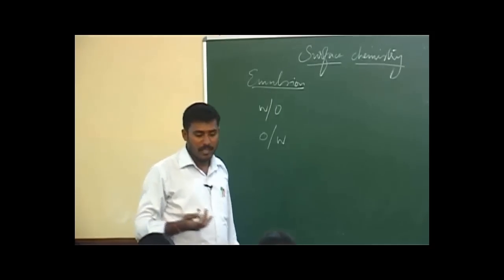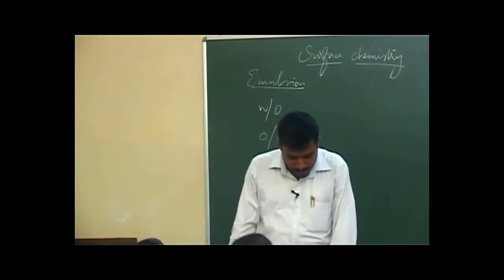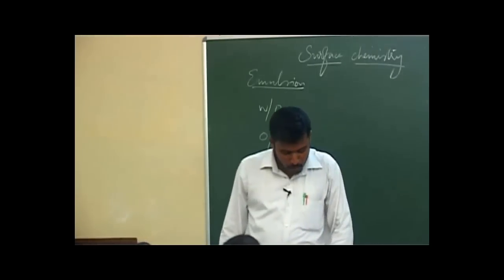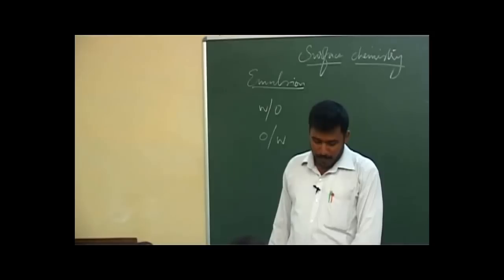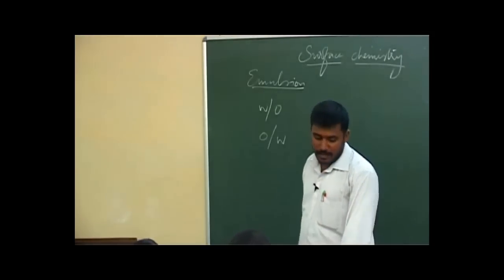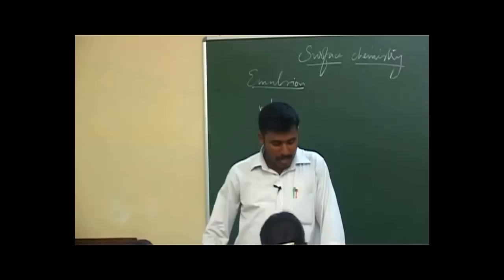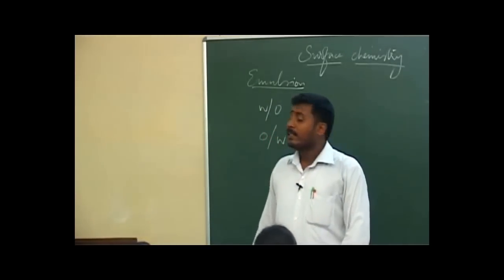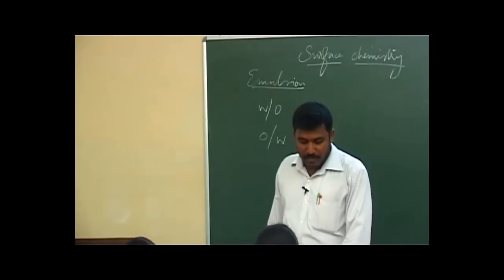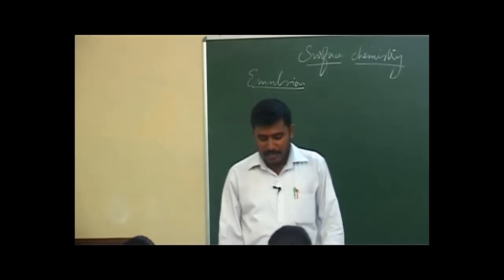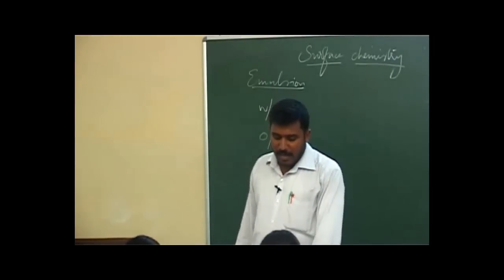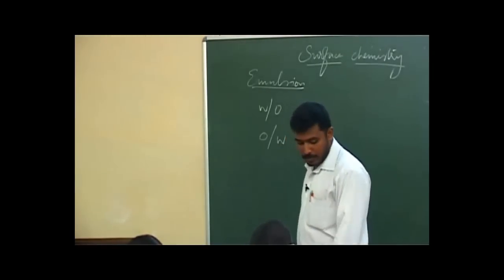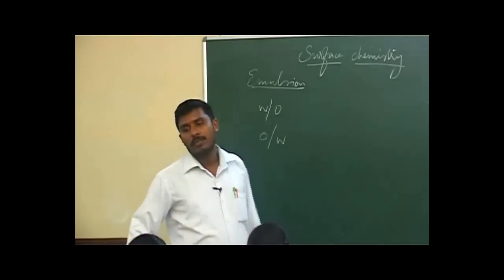The examples given are very important. Examples for O/W emulsion are proteins, gums, and natural and synthetic soaps. Very important 1 mark question. The examples for W/O emulsions are heavy metal salts of fatty acids, long chain alcohols and lamp black, etc. These are examples of which one? W/O emulsion. Okay.